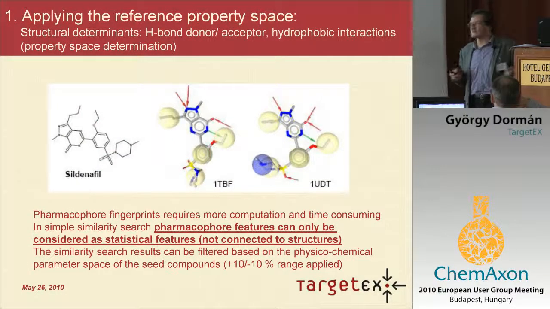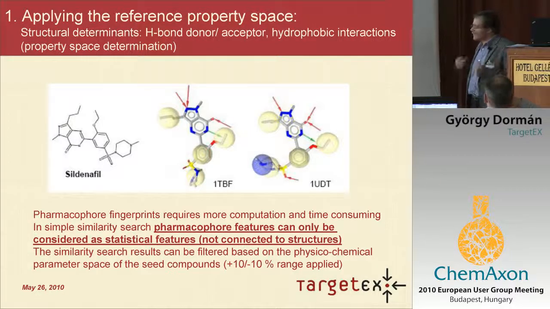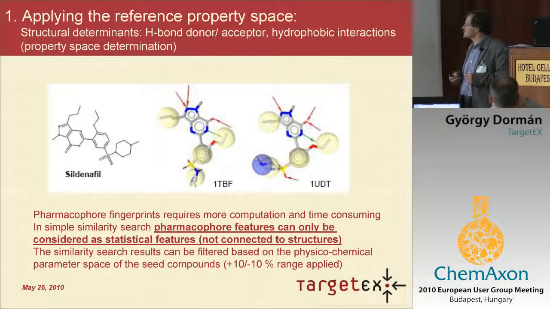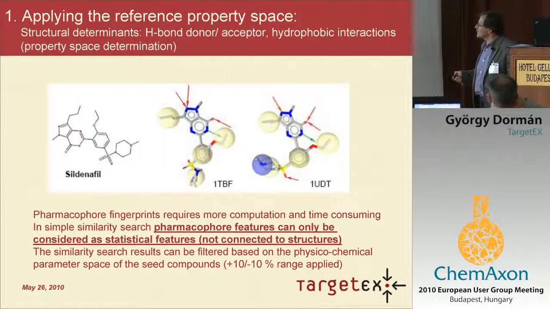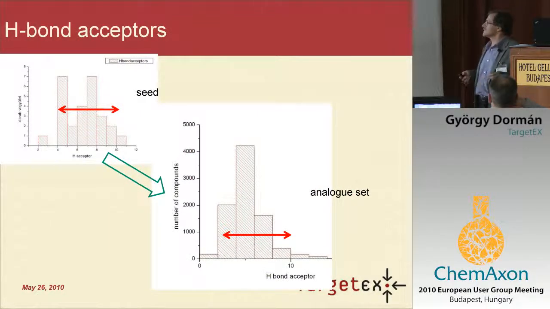Just some words about the property space. In a short, rapid, robust virtual screening strategy, we cannot use pharmacophore fingerprints because they require more computation and are time-consuming. So the pharmacophore features are considered as statistical features. They are connected to the structure, but not located to the structural elements. But this is what we used. I want to show this illustration in a couple of slides, but I will jump through them. So this is the H-bond acceptor property space.